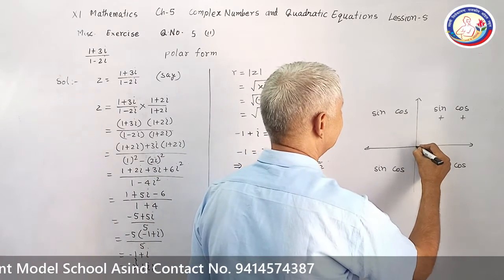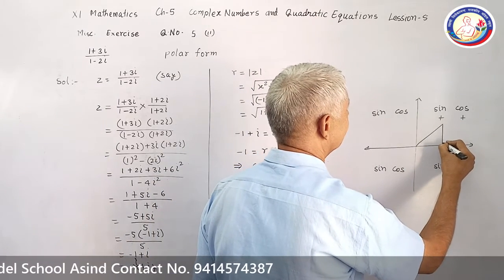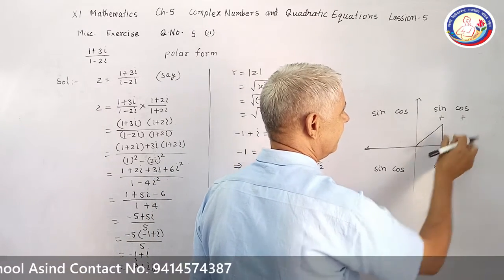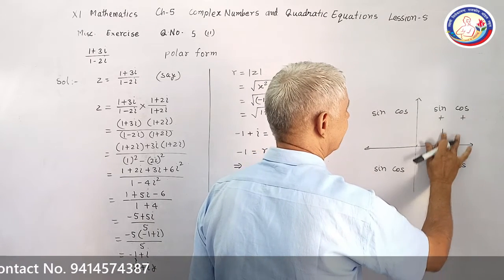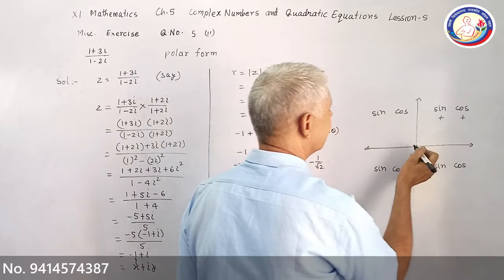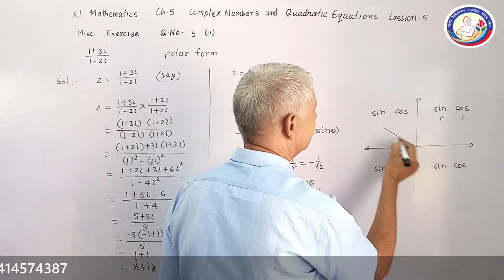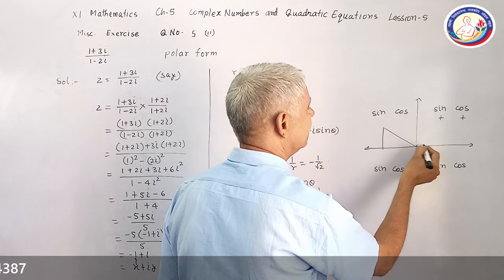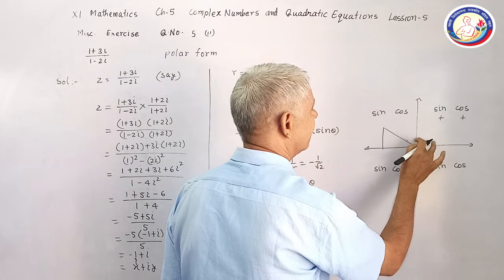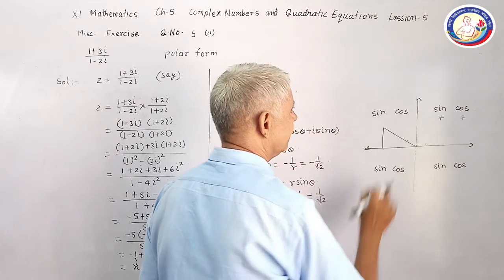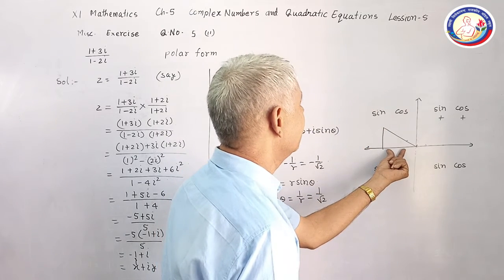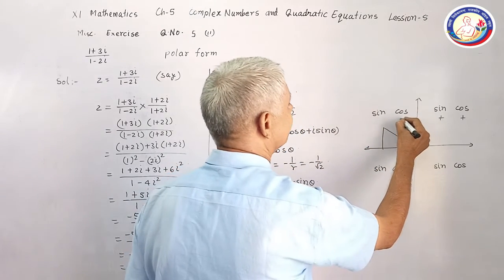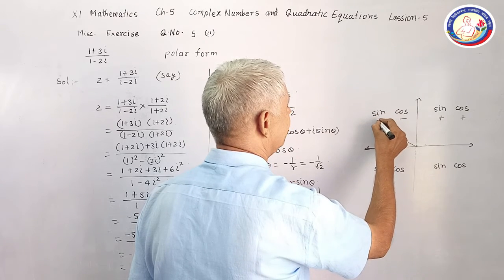So this will be the triangle here. Perpendicular is positive and base is positive. Sine and cos both are positive. Now, if this is the condition here, say this is theta in this quadrant, the second quadrant, then what will happen? Perpendicular is positive but base is negative. So cos will be negative and sine will be positive.